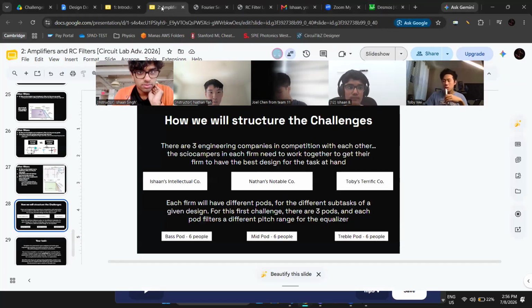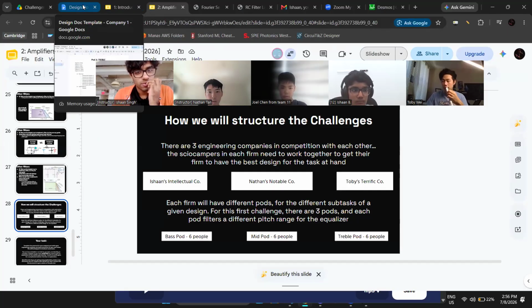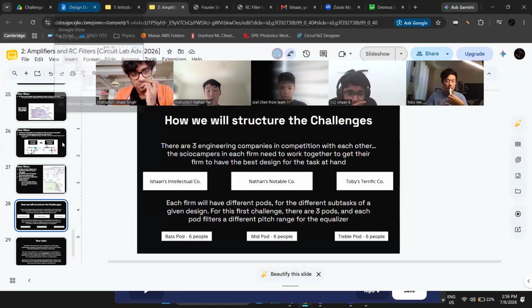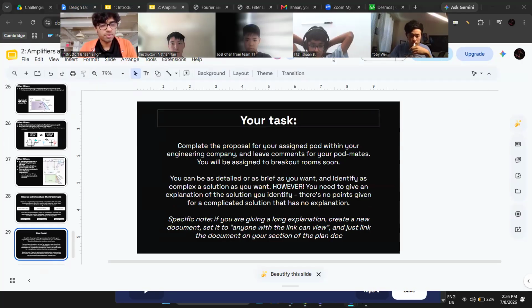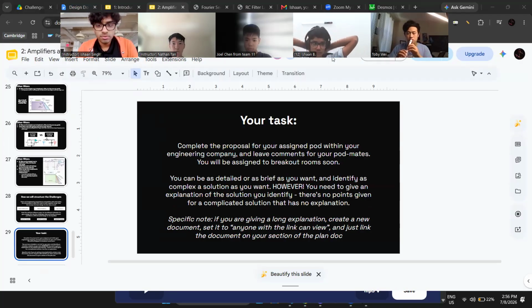Yeah, there are these documents. I already split you guys into your companies, and I shared the documents with you. I guess you don't have to work on it right now. We can work on it in the next class. But the documents are there. If you check your Google Drive, you should be able to see them.